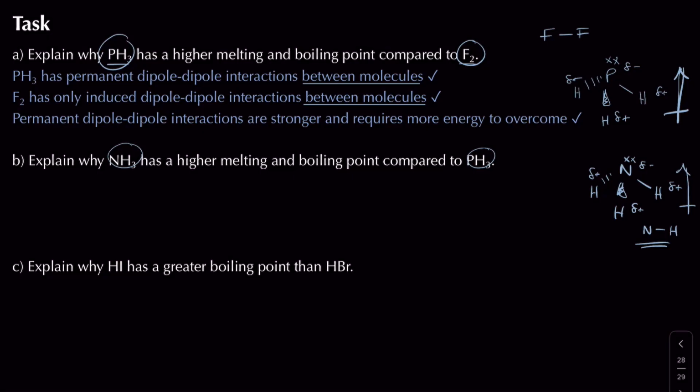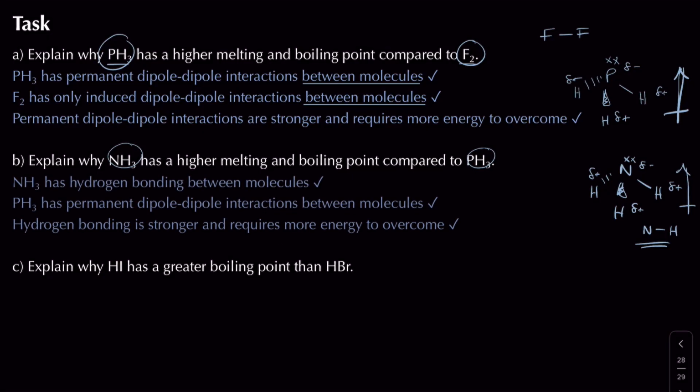Now, hydrogen bonding is stronger than permanent dipole-dipole interactions. So what do we need to say in the exam? We need to tell the examiner that ammonia has hydrogen bonding between molecules. Phosphine has permanent dipole-dipole interactions between molecules. Hydrogen bonding, though, is stronger and requires more energy to overcome. You can kind of see the pattern to how we word these questions.